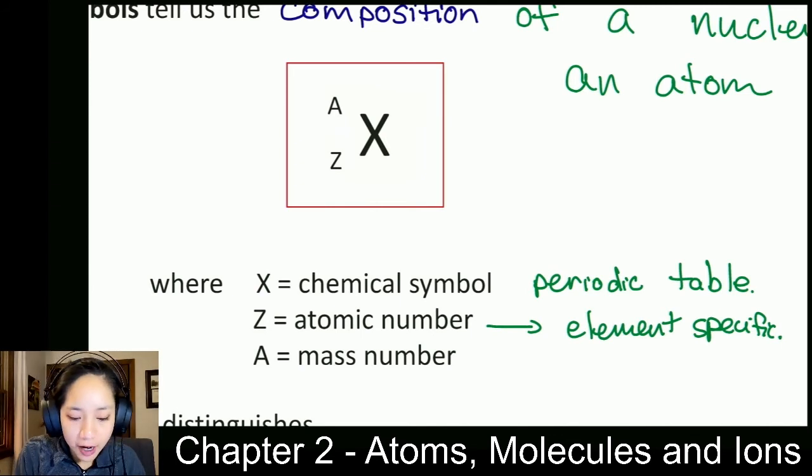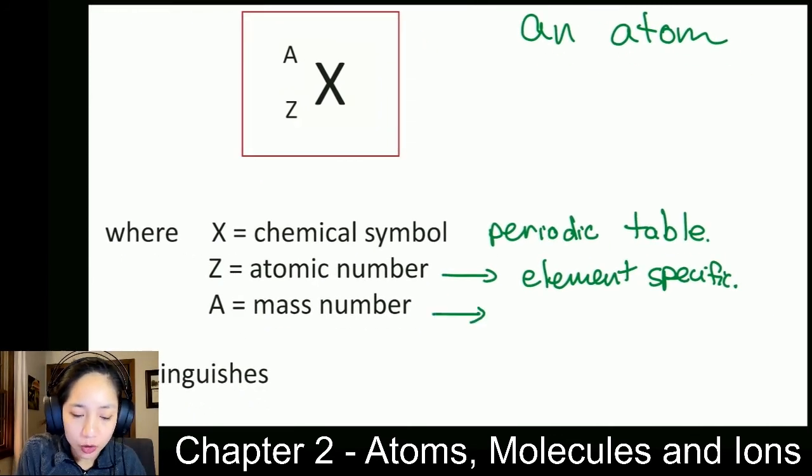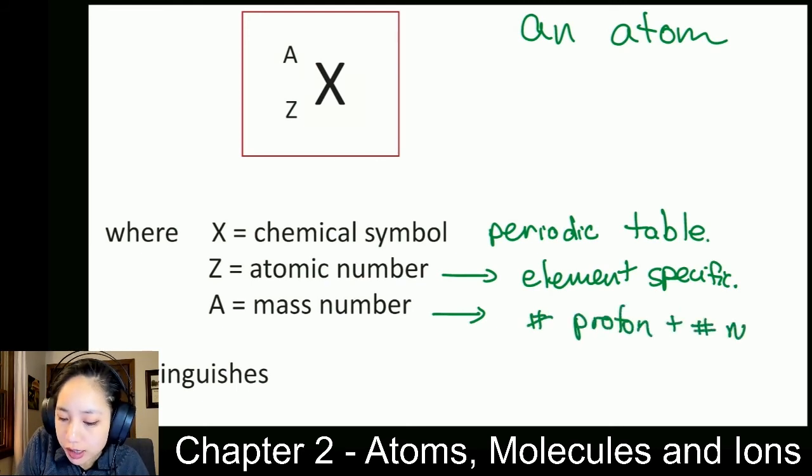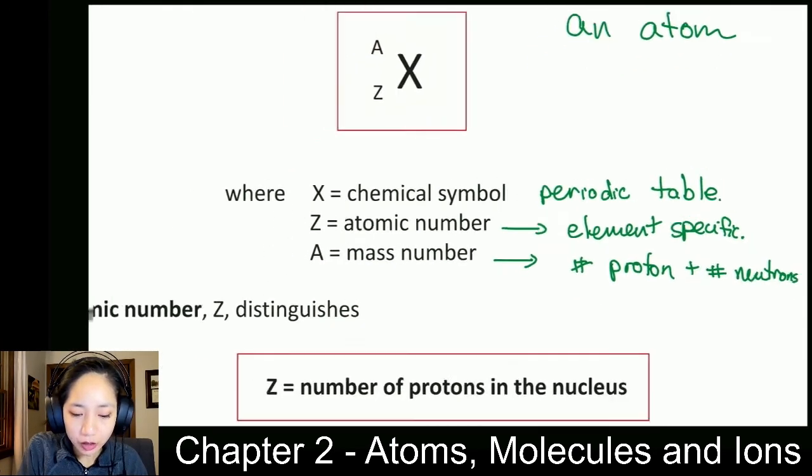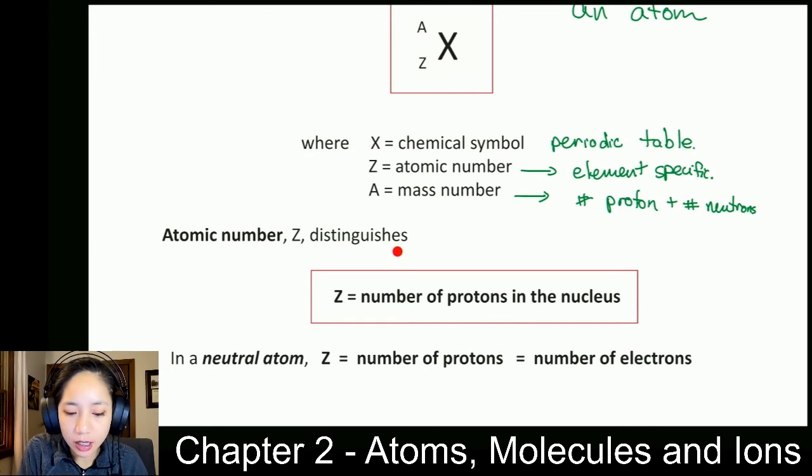All right, and then finally mass number. Mass number, and we'll talk about all of this. This is the number of protons plus the number of neutrons. This is where all the mass of the element resides, in the protons and neutrons. And so mass number goes up here in the superscript spot. All right, so atomic number Z distinguishes the element.